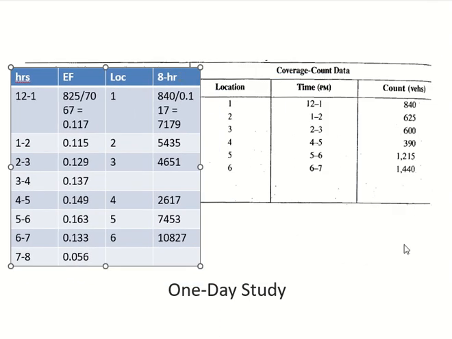5 to 6. What is the value? 1215. Where is it? The table. Which location? Location 5. Okay, so location 5, no problem. The hour was 5 to 6. Peak hour was 5 to 6. The data is taken 5 to 6, no problem.